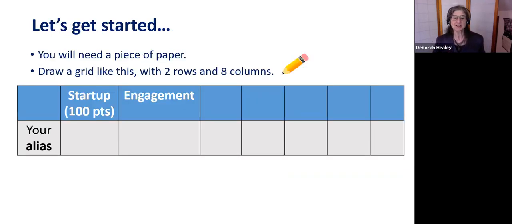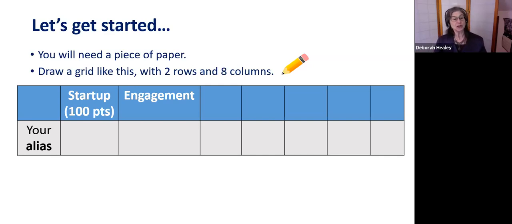As the first step in our gamified webinar, please take a piece of paper and draw a grid that has 2 rows and 8 columns. This will be your scorecard, so you can chart your progress. Gamification is all about showing progress. This is something that helps our language learners become motivated and stay motivated.